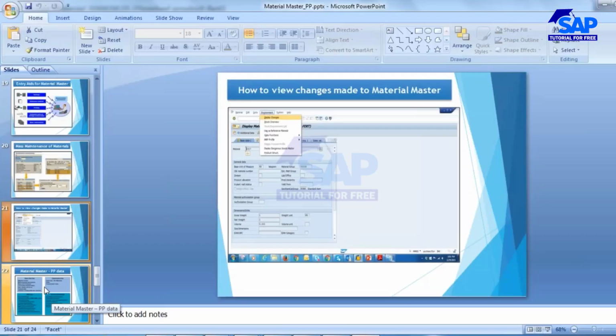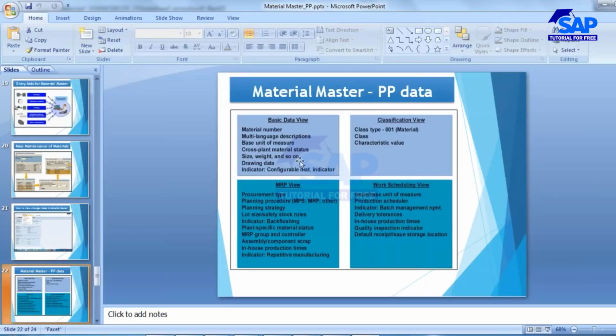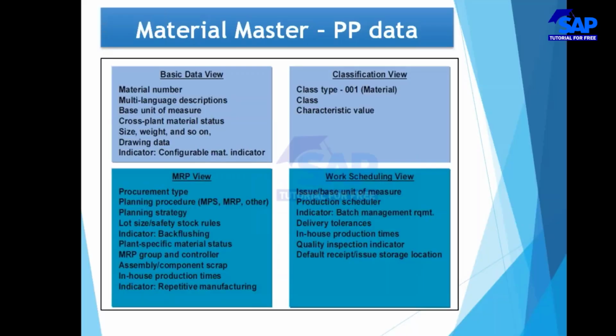So now the next one is, what are the views important for the PP module? See, material master, as I told earlier, is common for all the modules, all the departments. It's centralized master data. Now coming to the production planning perspective, the views important for us are these. One is basic data views 1 and 2. Of course, this is common for all. And for us, the classification view.